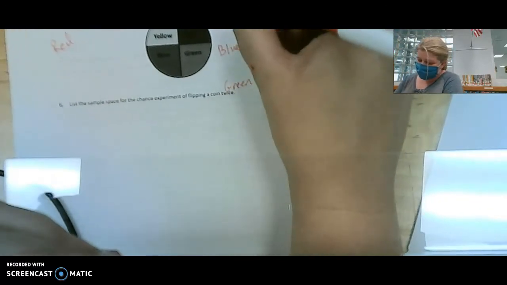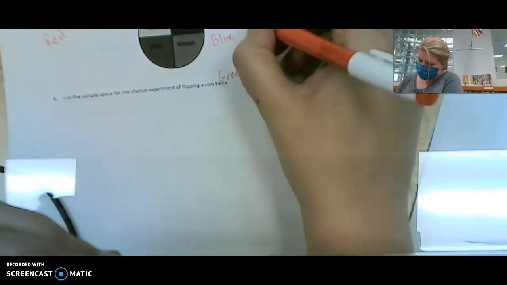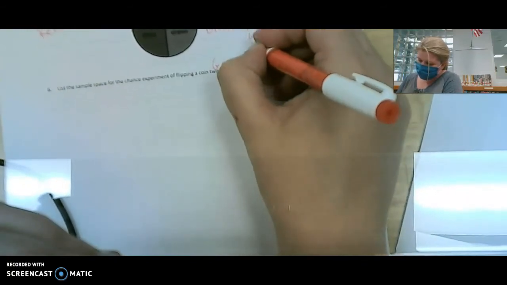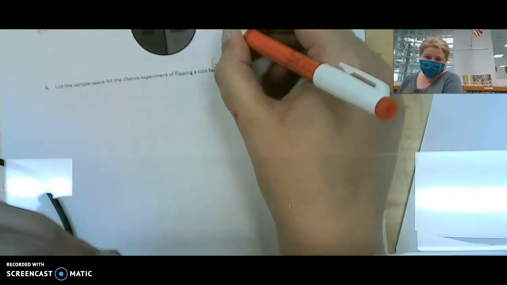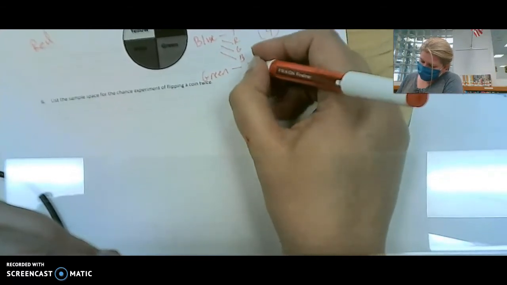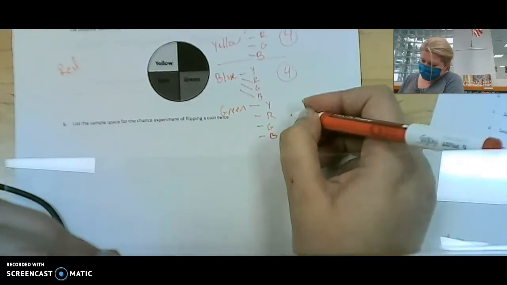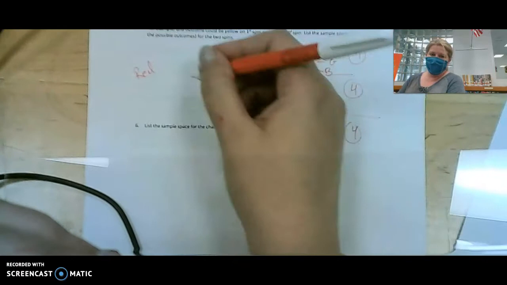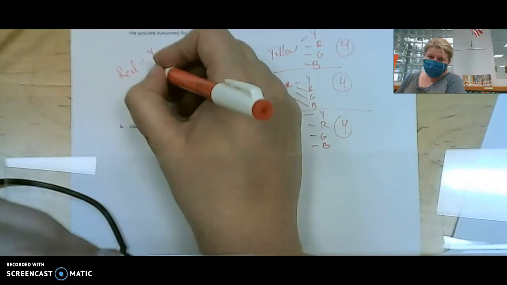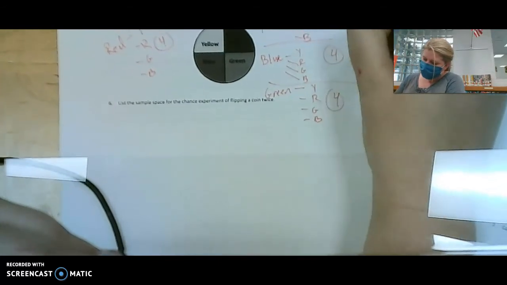Well, the second spin you could land on yellow, red, green, or blue. So there's 4. If the first spin landed on blue, the second spin could land on any of these, 4 more. If you land on green first, you could land on yellow, red, green, or blue the second spin. So 4 more options. If you land on red the first time, the second spin you could land on yellow, red, green, or blue. 4 more, leaving you with 16 total outcomes.